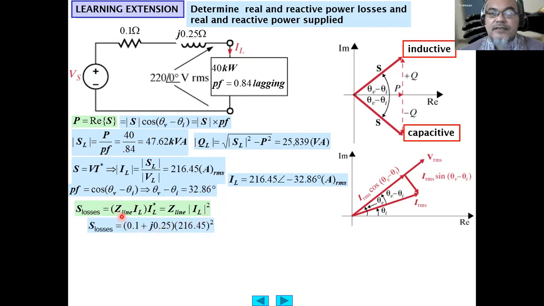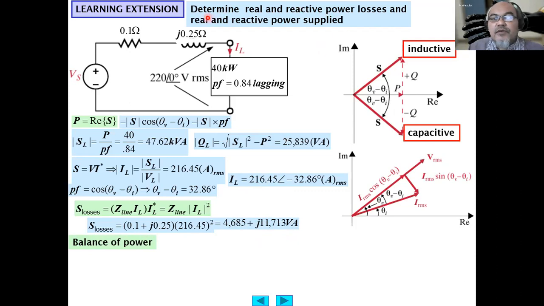So the complex power loss S losses equals Z line, 0.1 plus j0.25, multiplied by 216.45 squared, the magnitude of IL squared. Then we obtain 4,685 volt ampere plus j11,713 volt ampere.